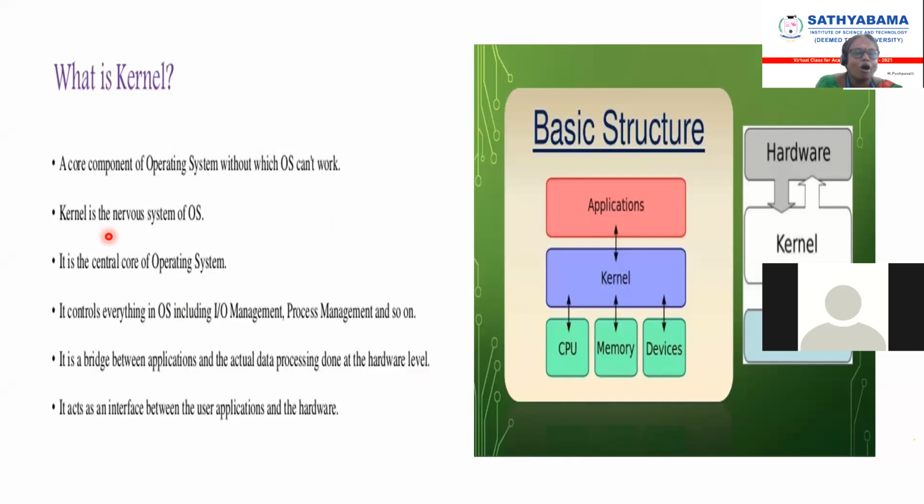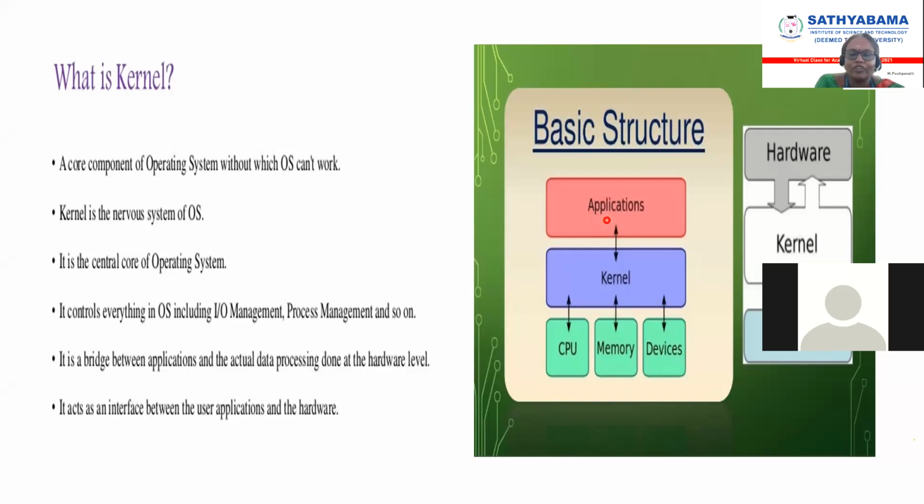How is our nerve needed? Whenever I get stimulated, my hands move, and whatever the thing, the nerve plays a very important role. In the same way, the kernel is the nerve system of the operating system and the center core of the operating system. So what will the kernel do? It takes care of all input output management, process management and all. Similarly, it is mainly a bridge between the applications and the actual data processing done at the hardware level. And one more thing, it is the interface between the user application and the hardware. I already told you, from the RTOS diagram you can understand, it will bridge the hardware as well as your application program. Similarly, the kernel also does that, but you have to understand kernel is the central core of the operating system. And another important word you can remember is that it is the nerve system of the operating system.